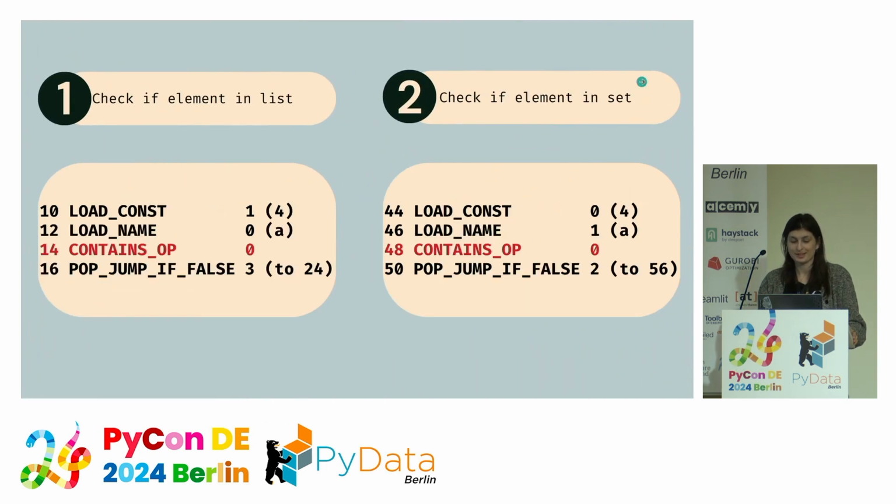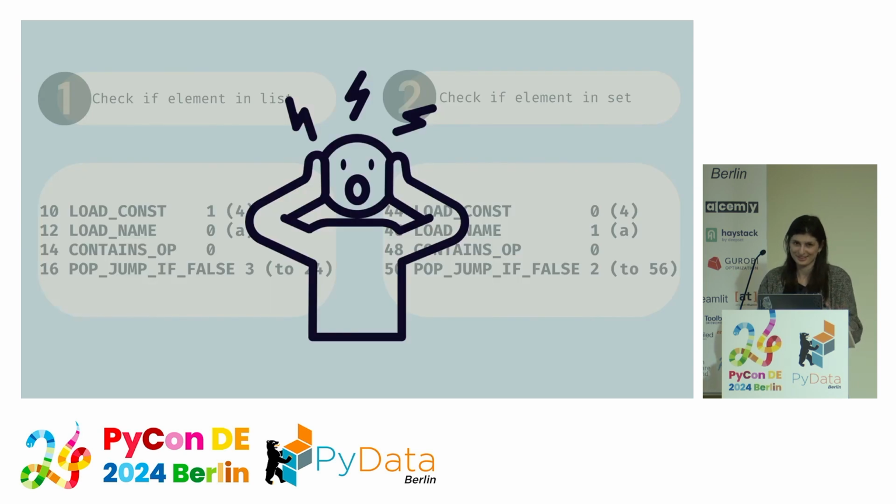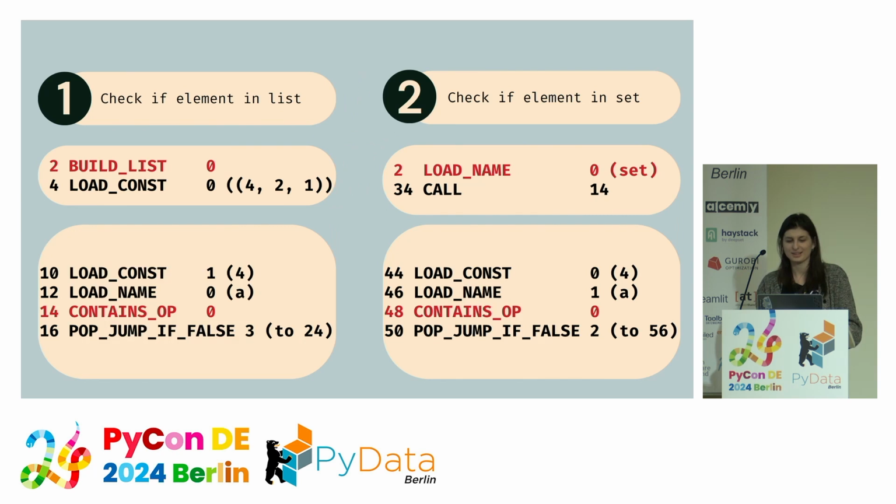Why? Also, bytecode looks the same. It's very complicated and very confusing, so we're getting scared. But I also wanted to trick you and hide some implementation. Basically bytecode understands what kind of object it is. So in the first case, it understands it's a list, or it understands it's a set. Even though later it calls the same operation, contains op, it will execute differently for list and set.